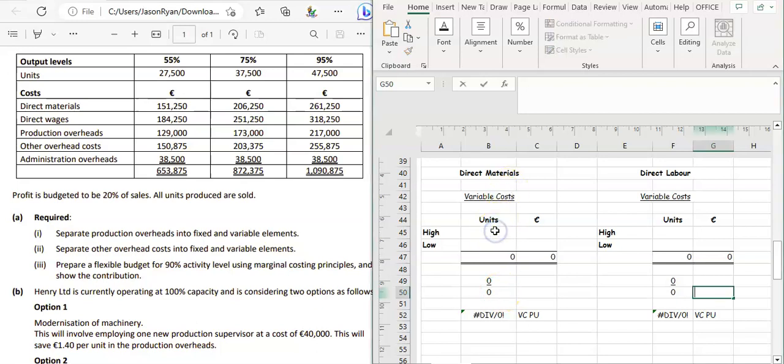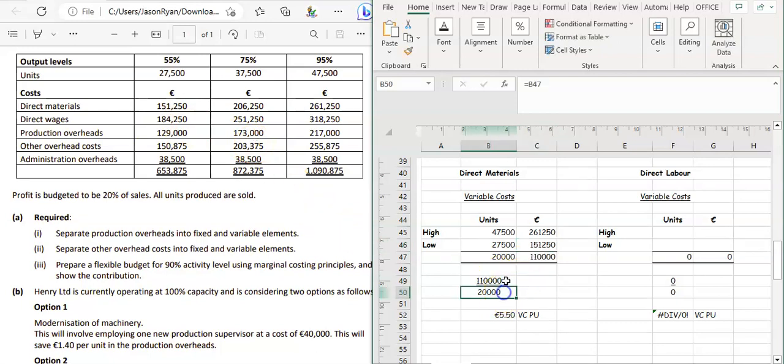So we know that our high in units is 47,500. Our low in units then is going to be 27,500. For our direct materials, our high is going to be 261,250 and our low cost is going to be 151,250.